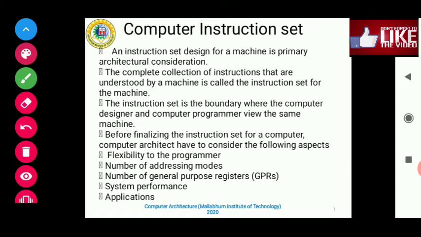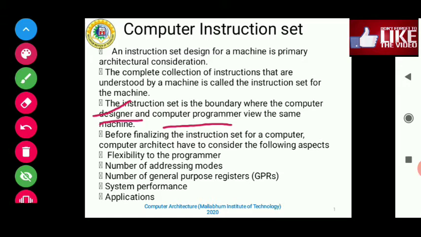Okay, so as I have already said, the complete collection of instructions that are understood by a machine is called the instruction set. So now the third point is, the instruction set is the boundary between the computer designer and the computer programmer. This is the vital point. The computer designer is the one who does the computer architectural design, and the computer programmer is the one who writes different types of programs to tell the computer what to do, the different types of functions.